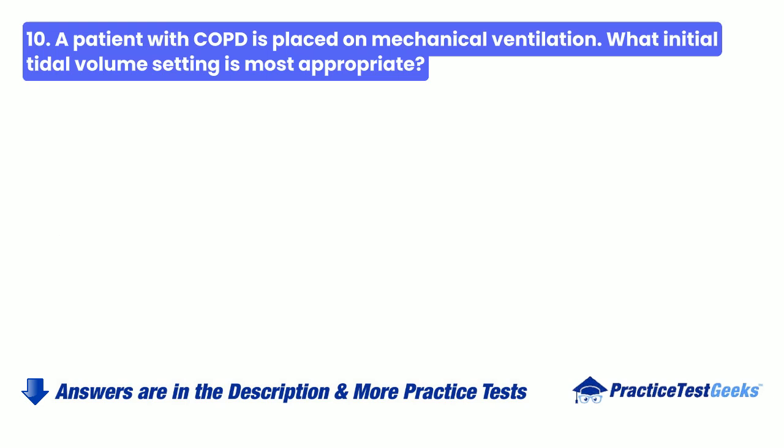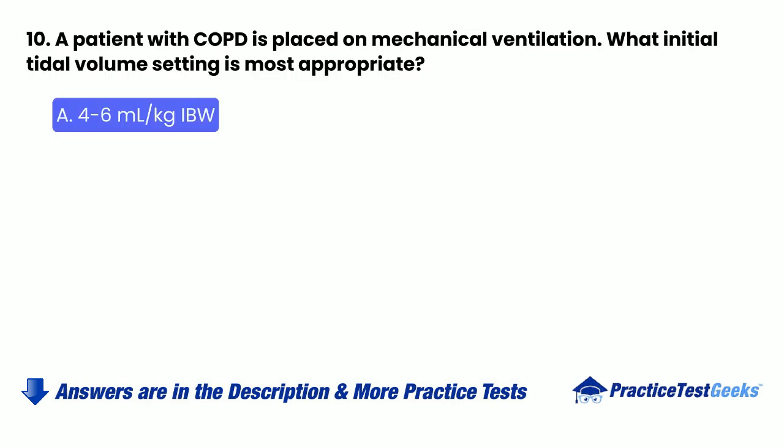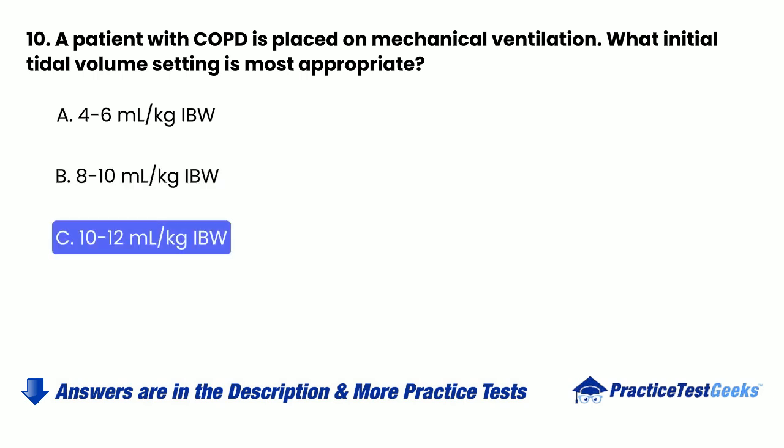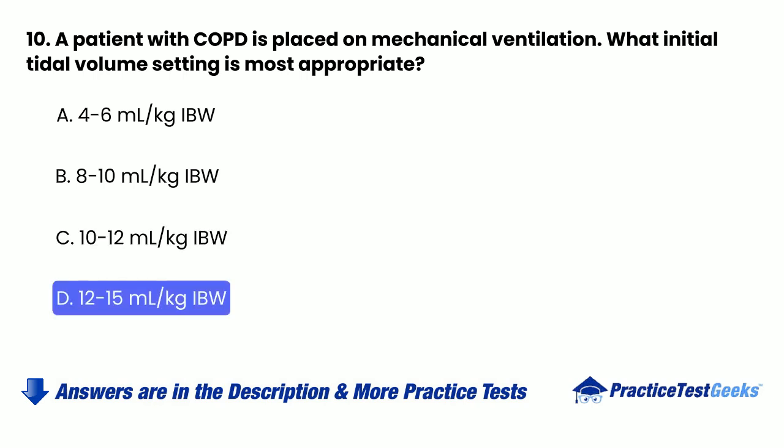10. A patient with COPD is placed on mechanical ventilation. What initial tidal volume setting is most appropriate? A. 4 to 6 milliliters per kilogram of ideal body weight. B. 8 to 10 milliliters per kilogram of ideal body weight. C. 10 to 12 milliliters per kilogram of ideal body weight. D. 12 to 15 milliliters per kilogram of ideal body weight.